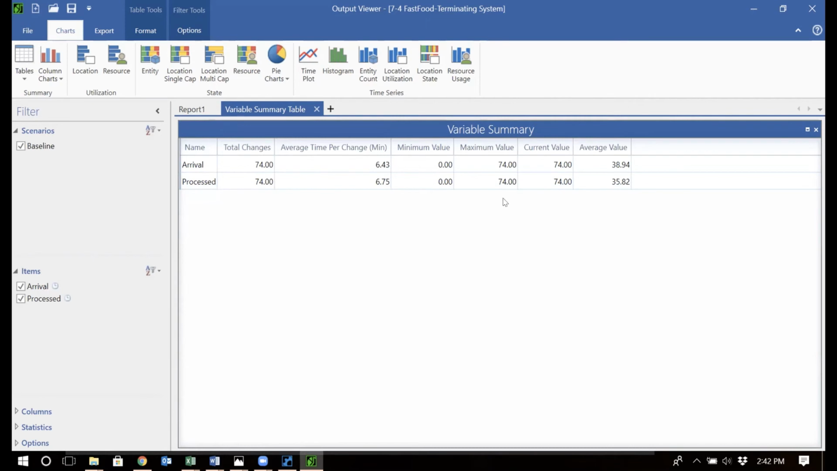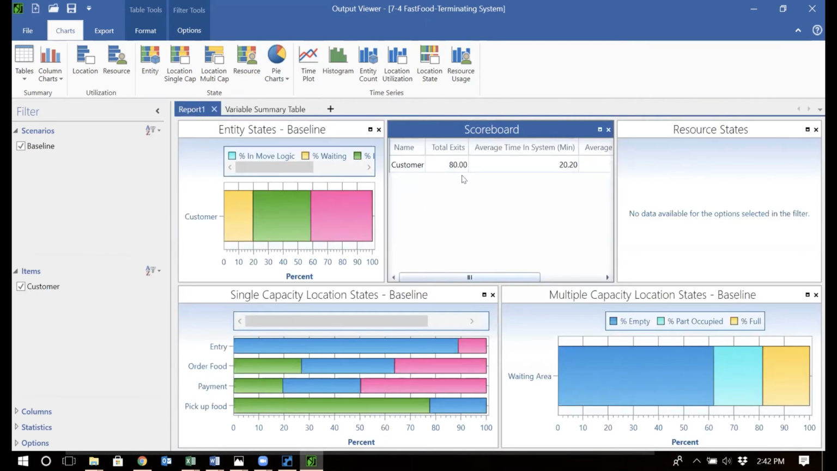That's the number of people that got the food, but these 80 people are the number of people that left the system, either because they got the food, or because they couldn't enter since the system was full, or because they came after 8 hours of operation. And they spent about 20 minutes in the system to get the food and finally leave.